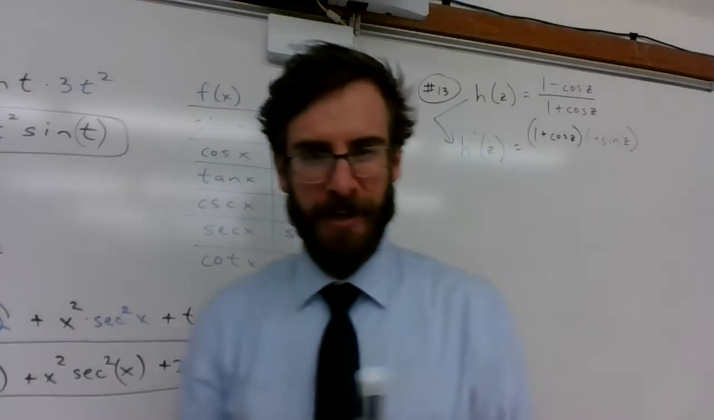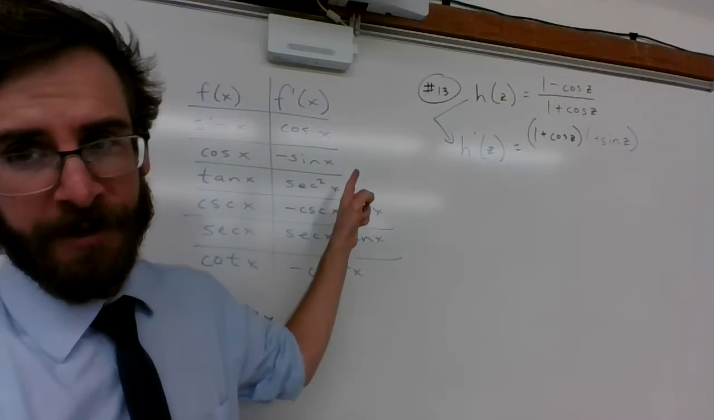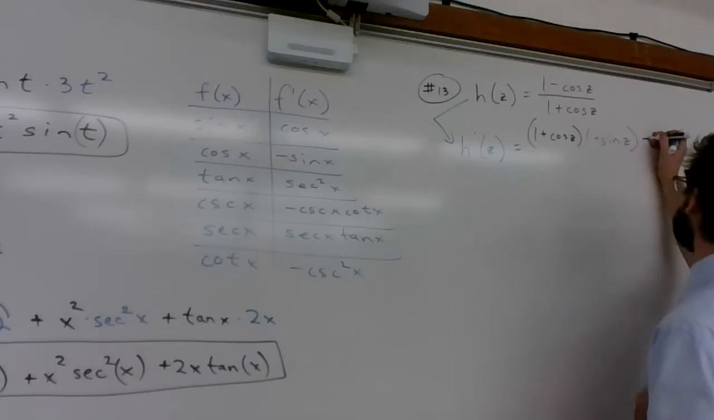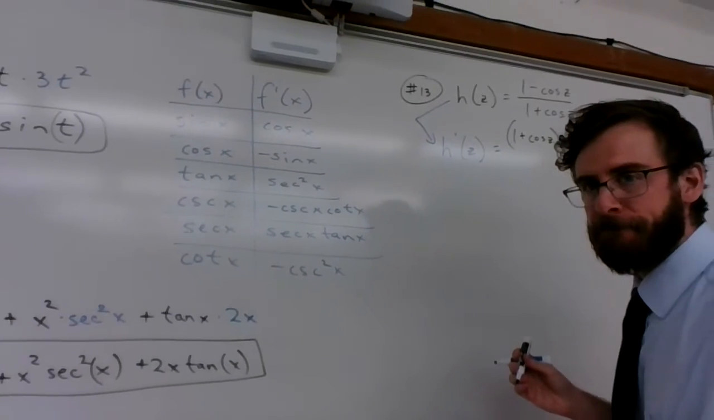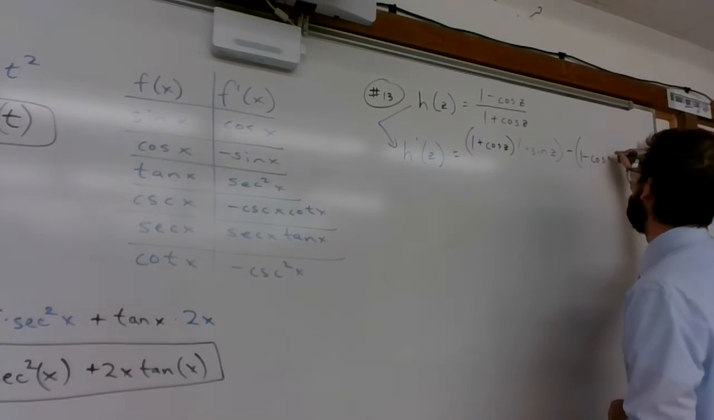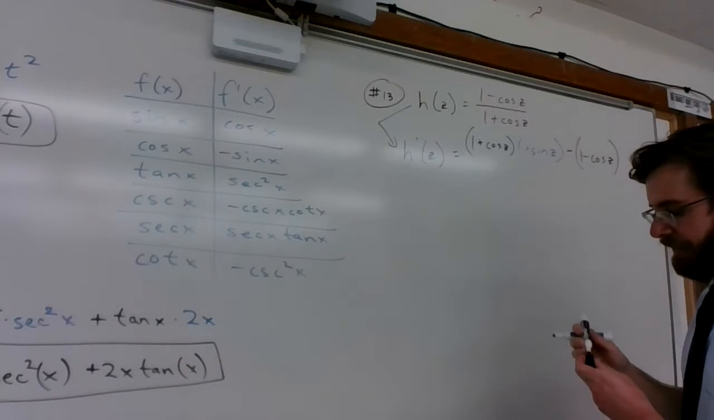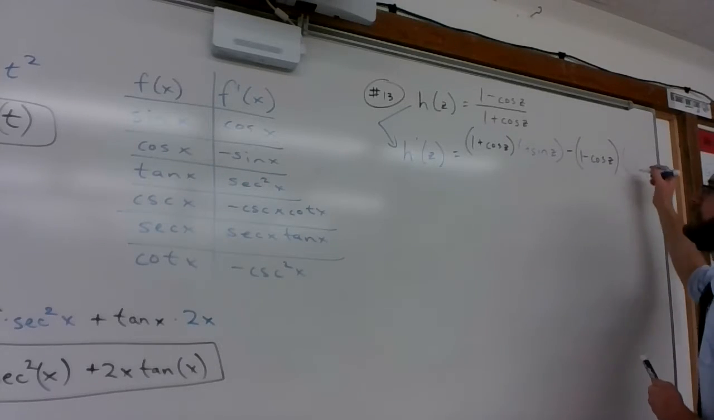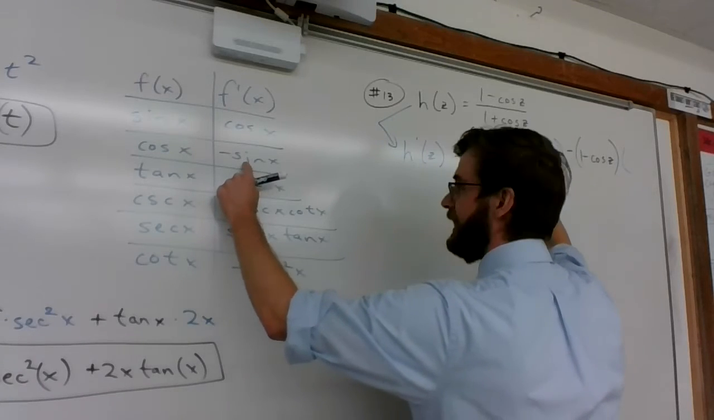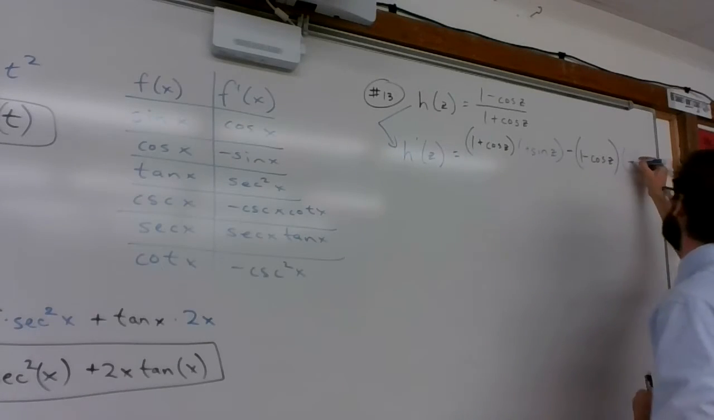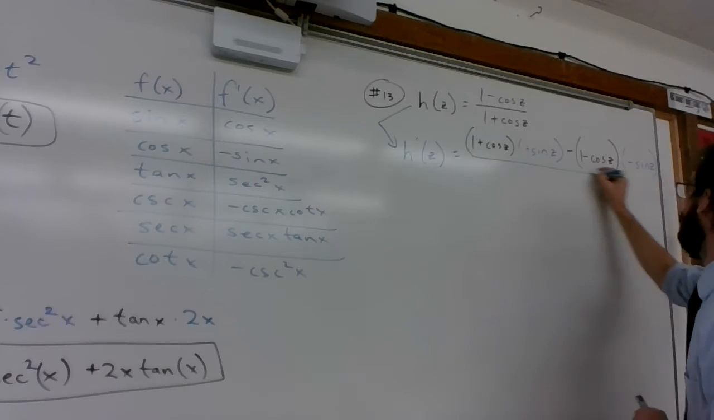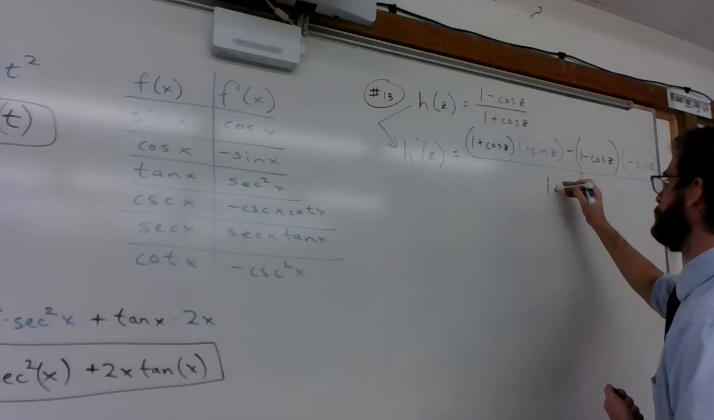That one was kind of tricky because cosine's derivative is negative sine, but it was already negative, so negative negative makes it positive. Subtract the top times the derivative of the bottom, which is just going to be 0 plus negative sine of x. All divided by the bottom squared.